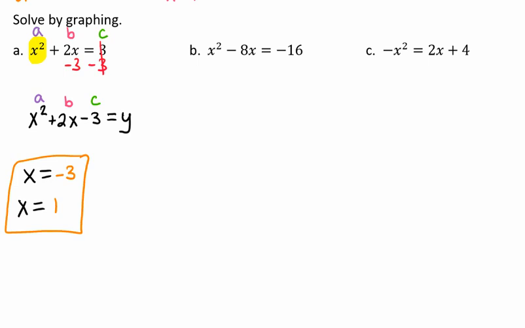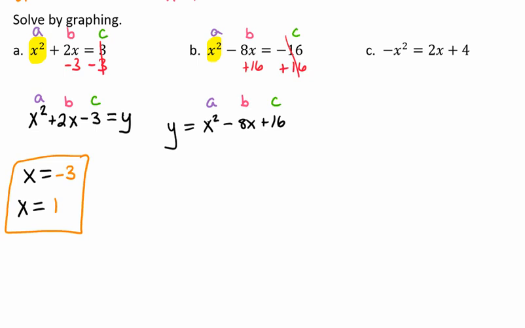In part B, we have x squared minus 8x equals -16. So we'll locate our a value, which is positive. So we're going to move our c value over to the side with the x squared already on it. So we're going to add 16 to both sides, which is going to give us y equals x squared minus 8x plus 16.